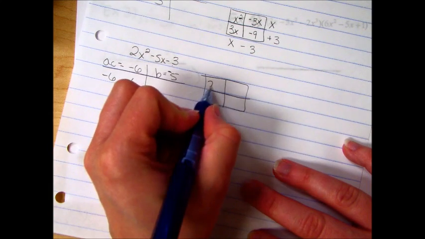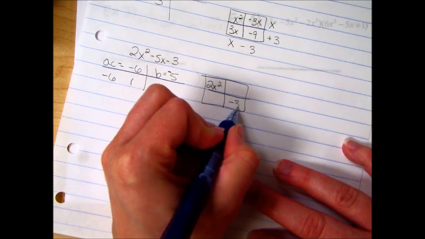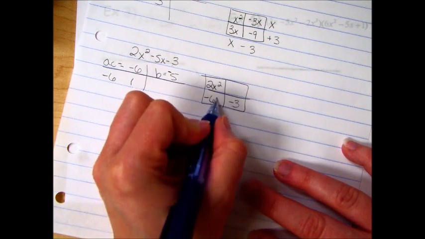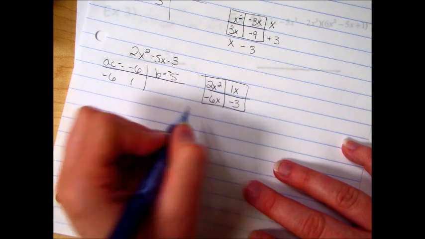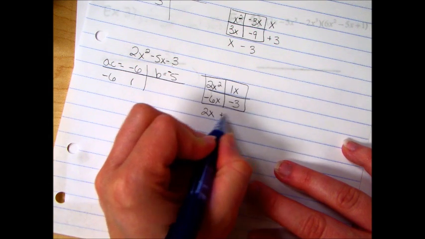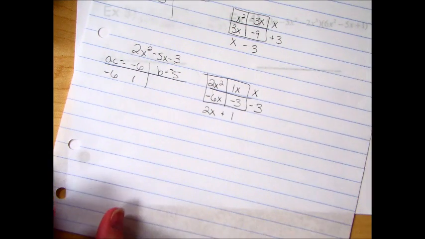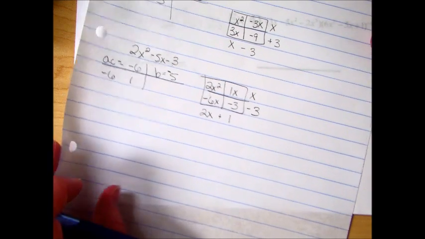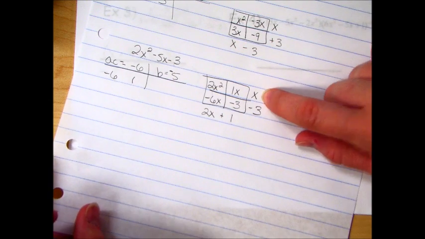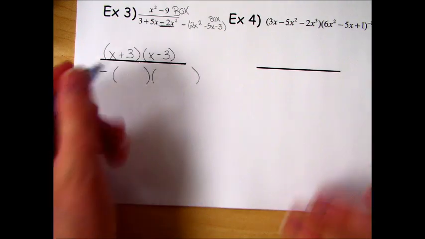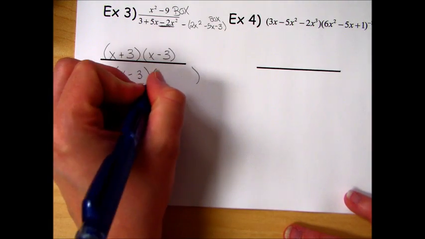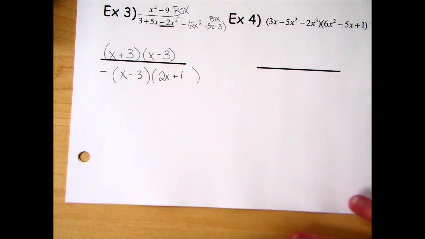I'm going to put 2x squared up here. I'm going to put a minus 3 down here. Negative 6x here, 1x here. GCF of 2x, GCF of 1. GCF of x, GCF of minus 3. Chapter 8, we assume you know how to factor. So I'm going to put an x minus 3 and a 2x plus 1 on the bottom.